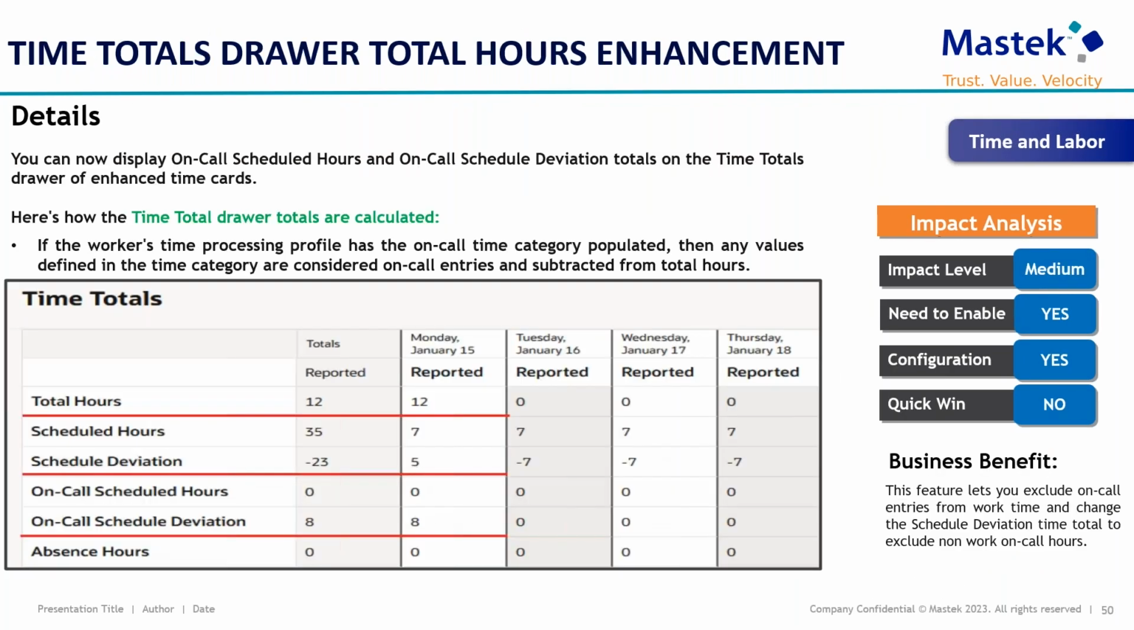Next feature is time total drawer, total hours enhancement. This particular feature is an enhancement for the on-call schedule hours itself. By using this feature, Oracle has tried to segregate the total hours, schedule hours, on-call schedule hours, and absence hours. Whatever hours an employee has performed on the on-call schedule, the system will automatically remove from the total hours, so that you will be able to see how many hours the employee has done as regular hours and what are the hours which are part of the on-call shift.